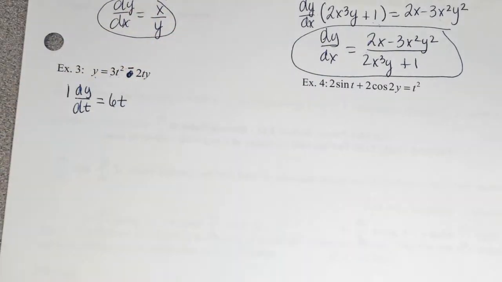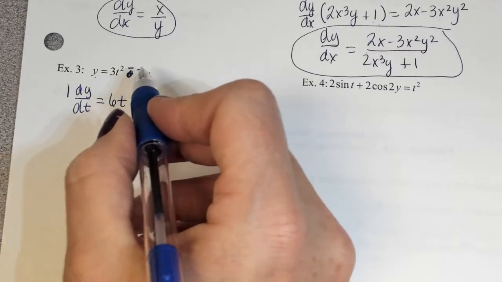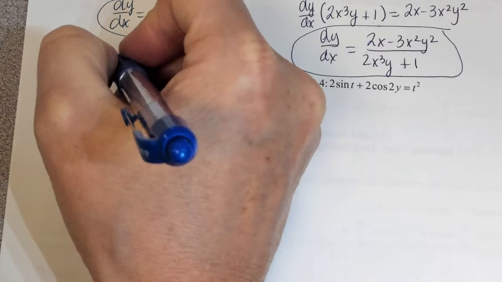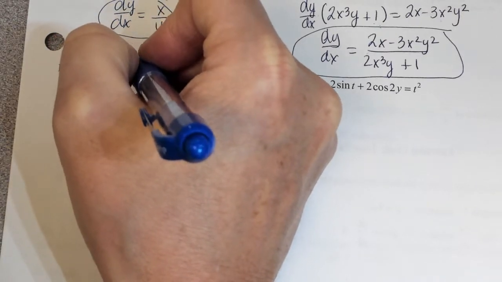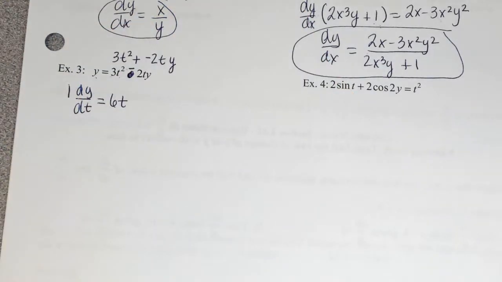6t. Do I have to put anything after it? No, because my variables agree. I'm taking the derivative of t with respect to t. Now, whenever you have subtraction, I suggest you think of it like this: 3t squared plus negative 2ty. It'll save you a lot of hassle at the end if you think of it this way.